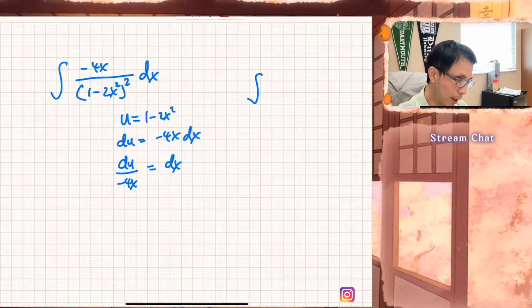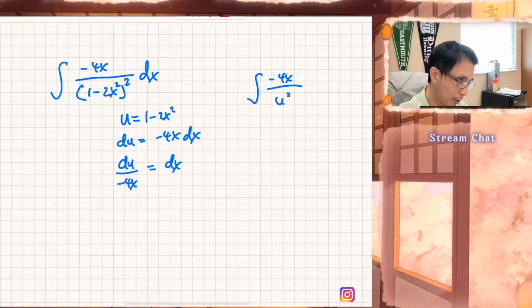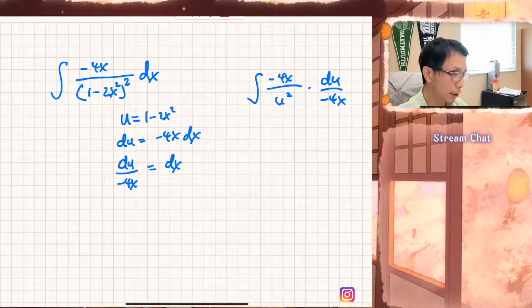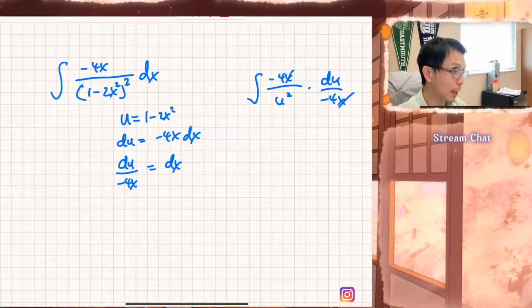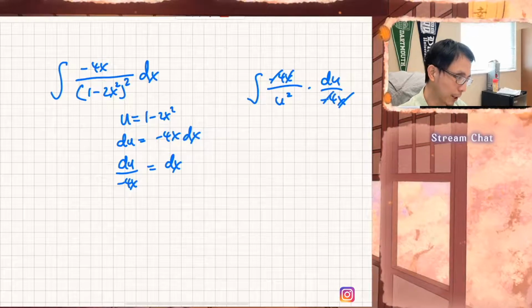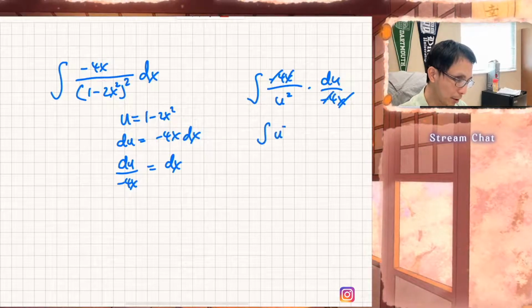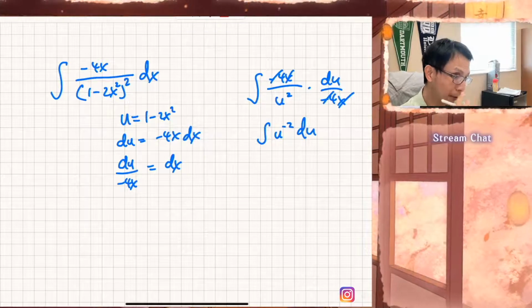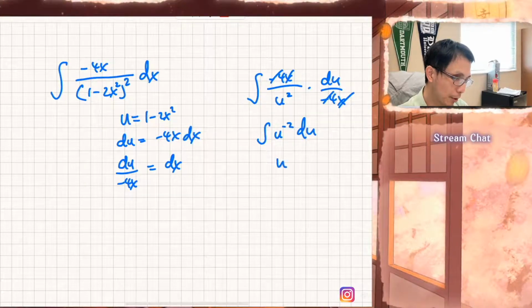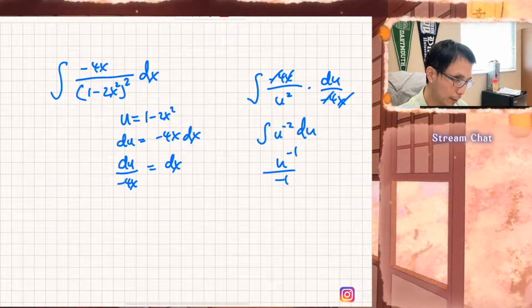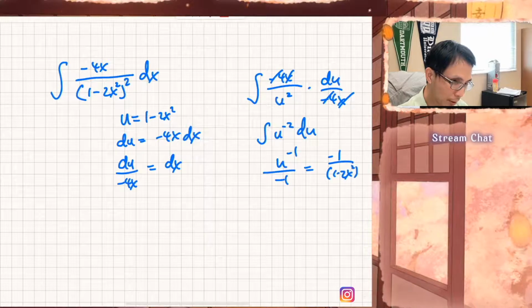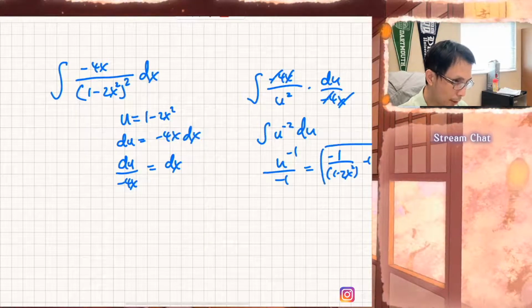So you have negative 4x over u squared times du over negative 4x. You see that x and x cancel out, and negative 4 and negative 4 cancel out. And that's how u to the negative 2 du comes into play. You see that one degree difference, and that helps you. So u to the negative 1 over negative 1 is equal to negative 1 over (1 minus 2x squared) plus c. So that's your final answer here.